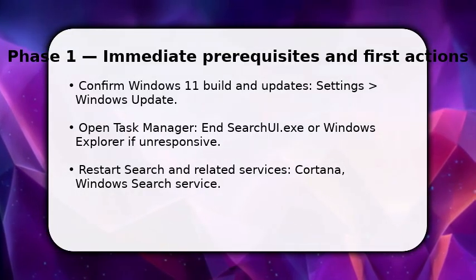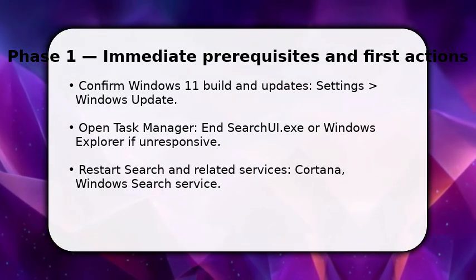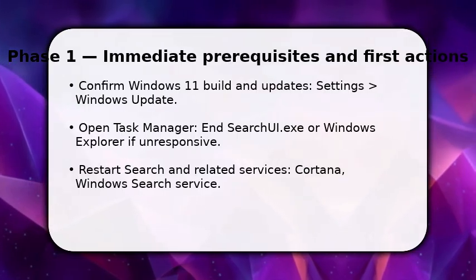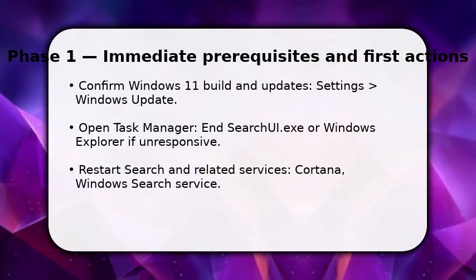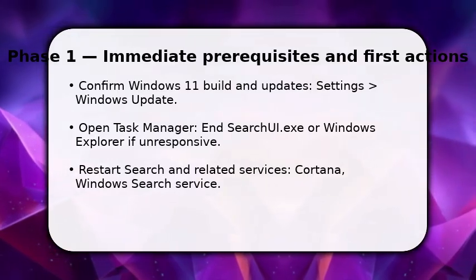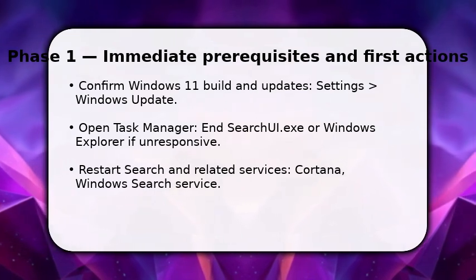Then open Services and restart the Windows Search service. Right-click, Restart, and also restart Cortana or related processes. These steps clear locks and queued tasks so the system can rebuild search indices. Make sure to save work. Rebooting Explorer will briefly refresh your desktop.